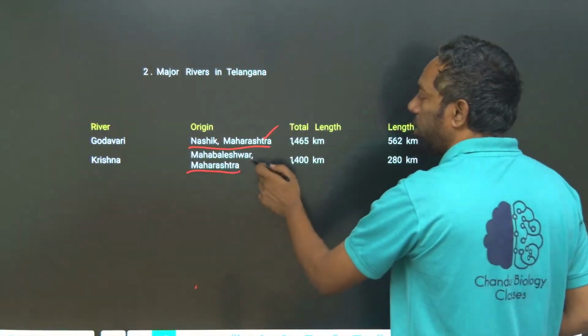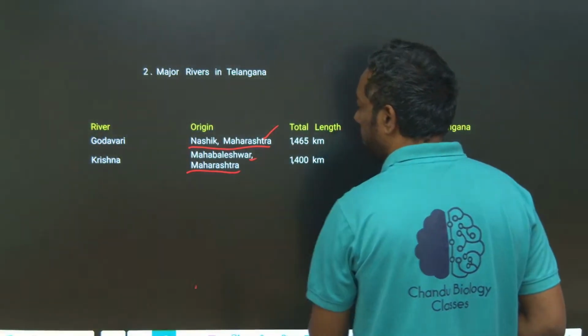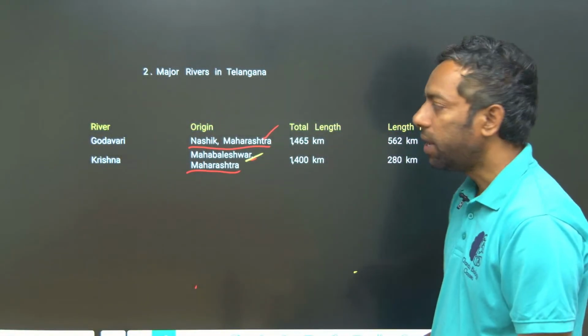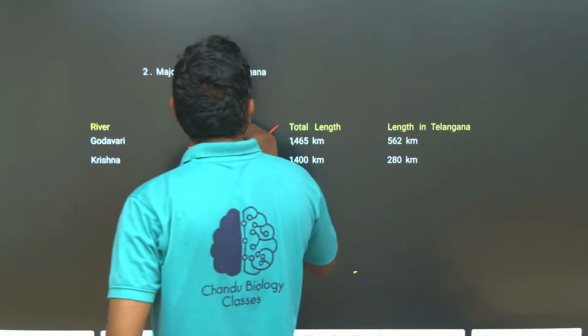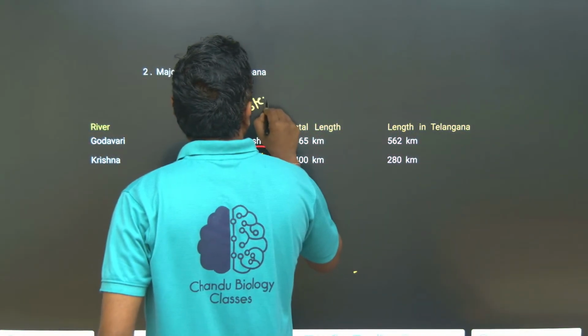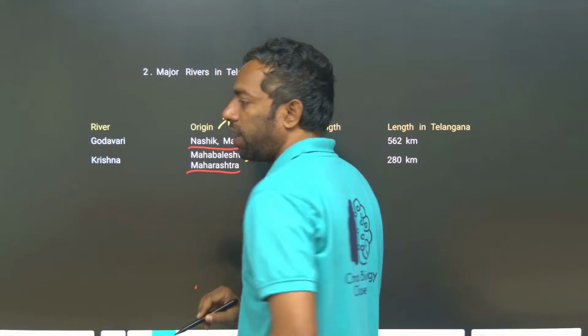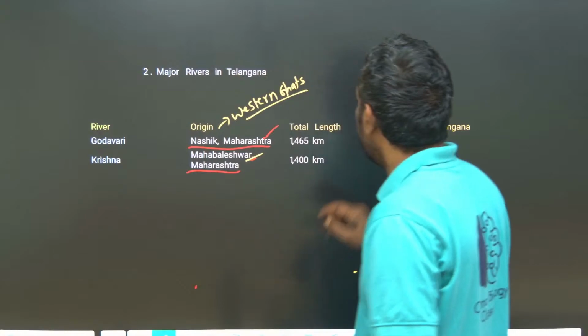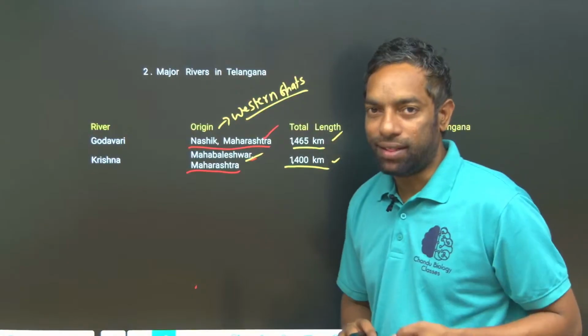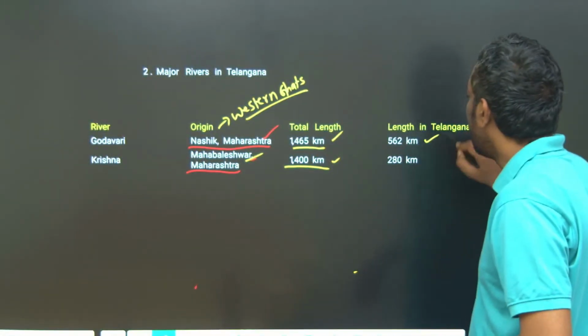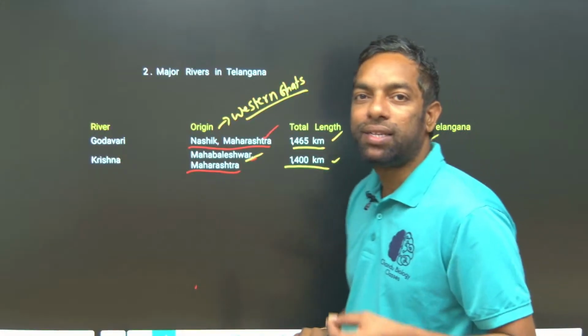The Krishna also originates in Maharashtra, at Mahabaleshwar. These are Western Ghats places, the high elevation part. The length of the Godavari river is 1465 kilometers, and the Krishna is 1400 kilometers in length.